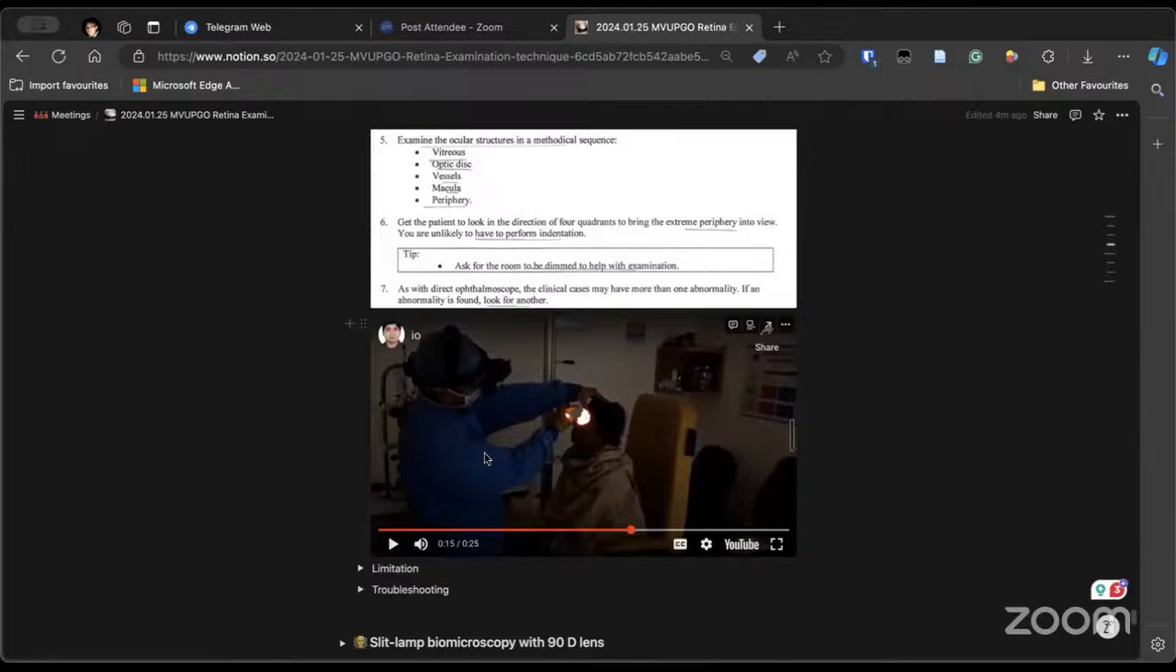Why am I rotating my head when I am seeing the superior part? Can anyone tell? When I get the field of that side, opposite side. Why? If I keep my head straight, what will happen?